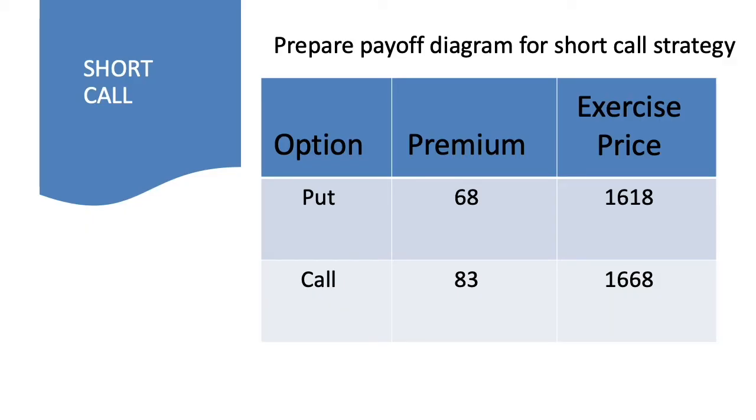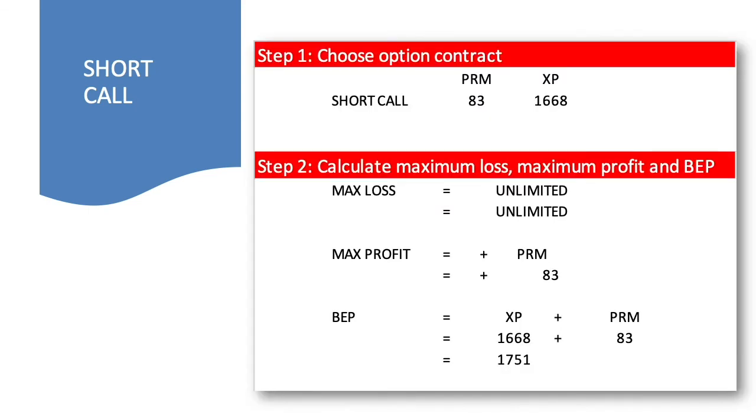Okay, next example for short call, prepare payoff diagram for short call strategy. So you have two option contracts, put and call. Okay, so we use call option with premium 83, exercise price 1668. So step number 1, choose option contract. So short call, we use premium 83, exercise price 1668. Okay, so short call means you sell call option.